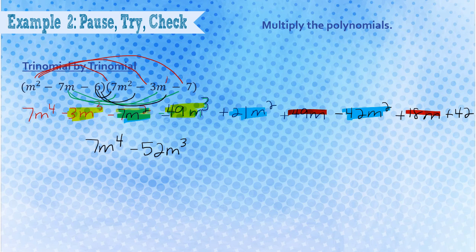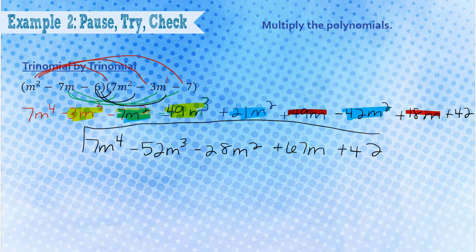Then I have negative 7m squared plus 21m squared minus 42m squared. That total is going to give me negative 28m squared. And then my m terms, I have 49 plus 18m is going to give me a total of 67m. And then I bring down the 42 because I don't have any other like terms. And there is my final answer to that trinomial times the other trinomial.